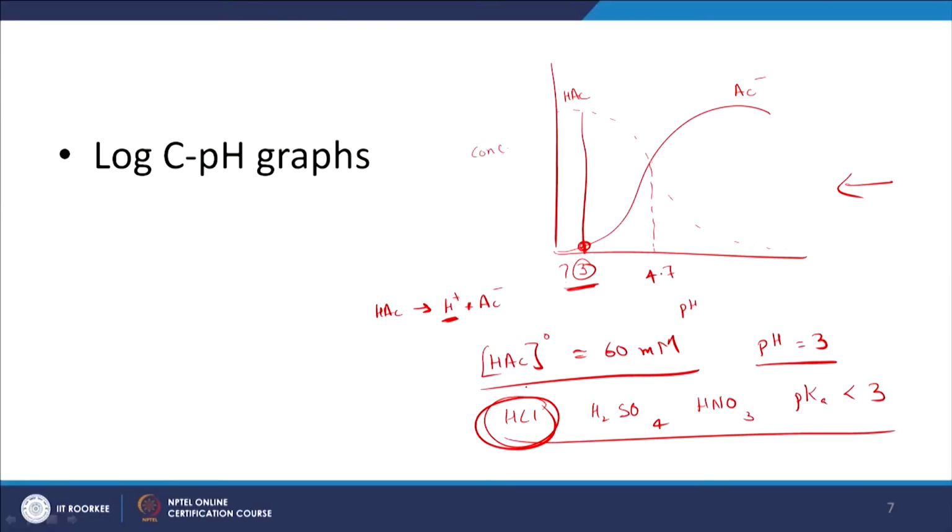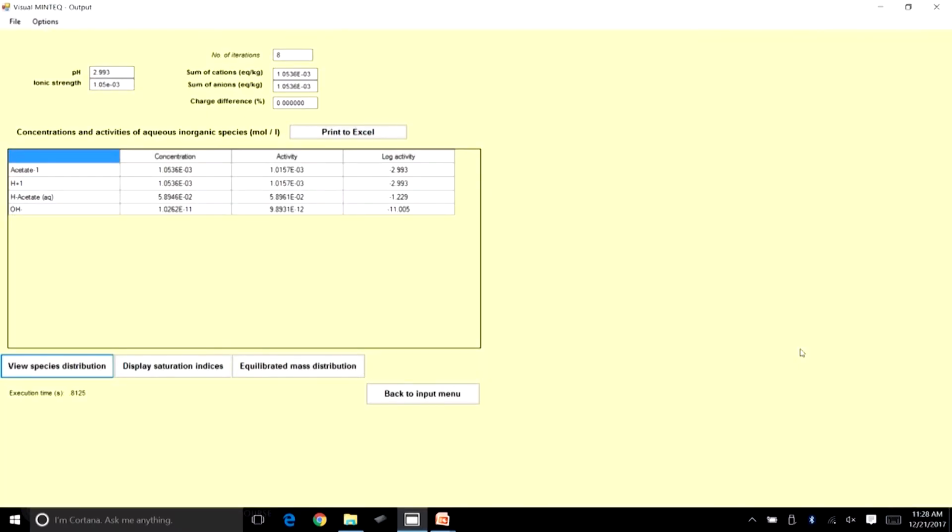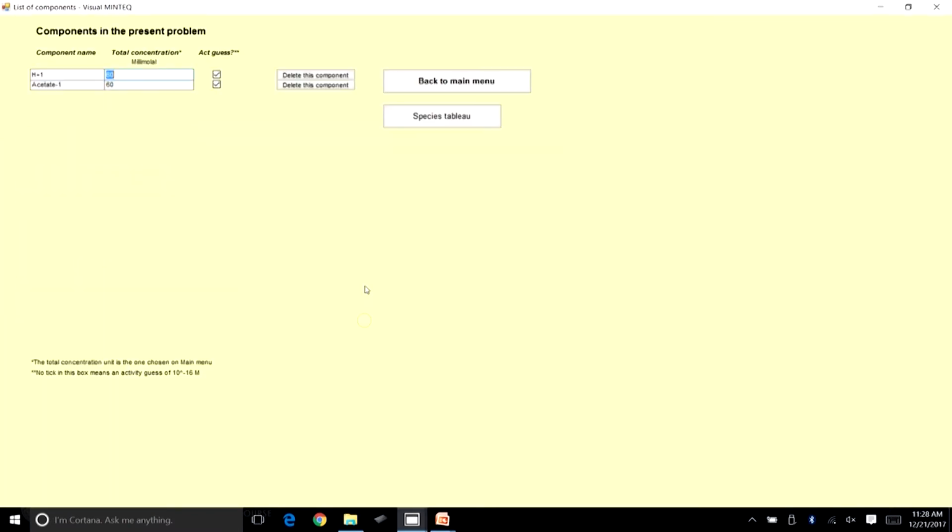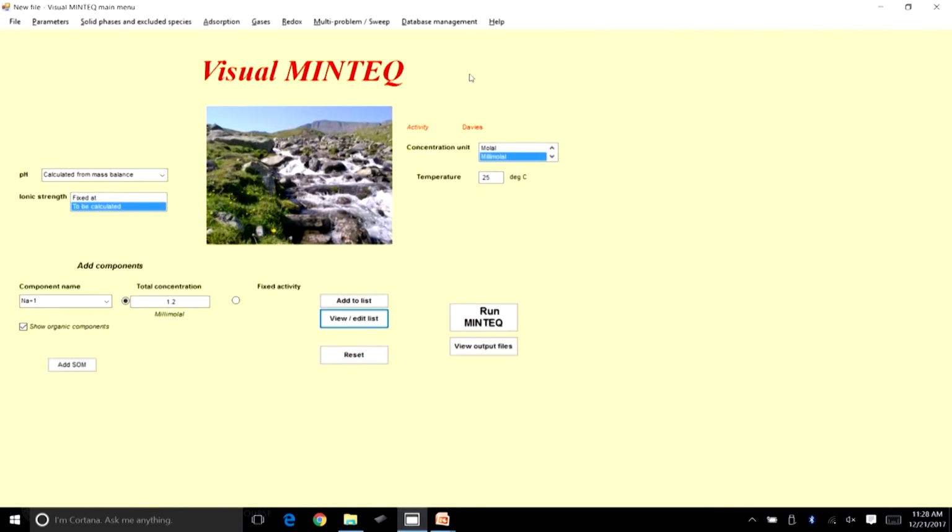So now we are going to look at HCl. So let's see how much HCl I need to add to be able to come up to pH 3, right? So we are going to try that out. So I'm going to go back to Excel and input menu. So I'm going to edit the list, right? So delete this, back to main menu.